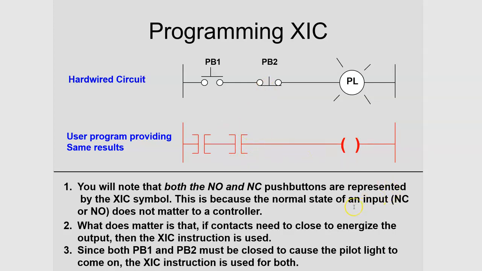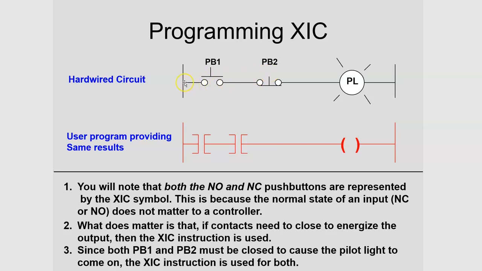What you have to do to get the correct symbology down here is understand the logic of the actual hardwired circuit. There's this term, electrical continuity. Continuity means continuous. If something has continuity, that means it's continuous. So if I push PB1 down, that closes it. PB2 is already pressed or depressed.